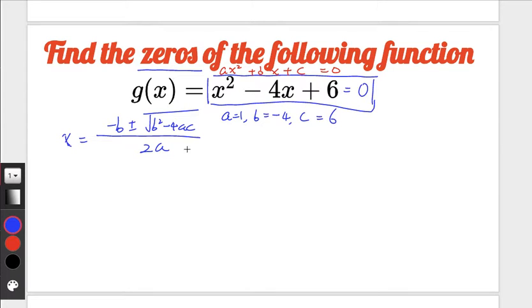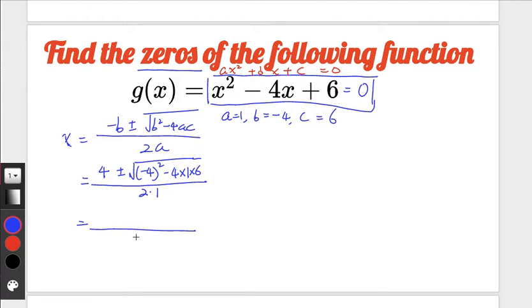So now I'm going to just plug them in. Do not forget, this is read as opposite of B. So whatever the B is here, I'm going to put the opposite number, which is 4, plus or minus the square root of B squared. So B is -4, so it's -4 squared. I always put parentheses to avoid mistakes with the sign. So it's always a good idea to put parentheses. A is 1, then times 6. Divided by 2 times 1, because A is 1 here.